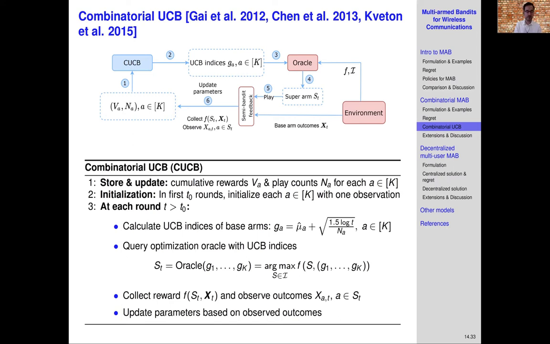Now, these upper confidence bound indices are fed to the optimization oracle, and the oracle is going to return the superarm to be played, S of t, which is the optimal superarm based on the UCB indices. Note that this could be different from the optimal superarm based on the true expected outcomes. Then the learner selects superarm S_t. It observes the random reward from that superarm and also observes the outcomes of the base arms in the superarm. And it uses these outcomes to update the parameters.